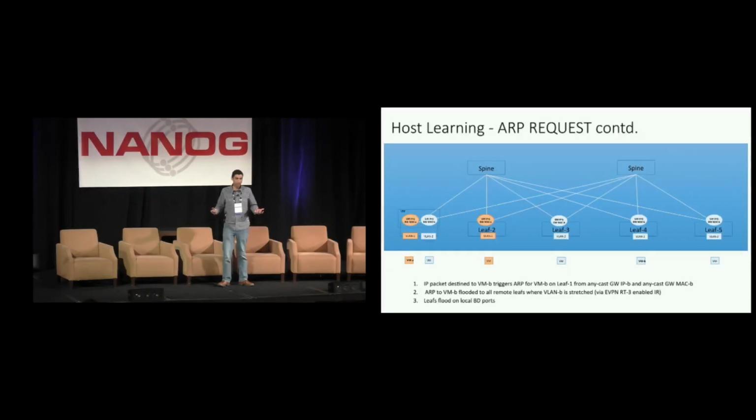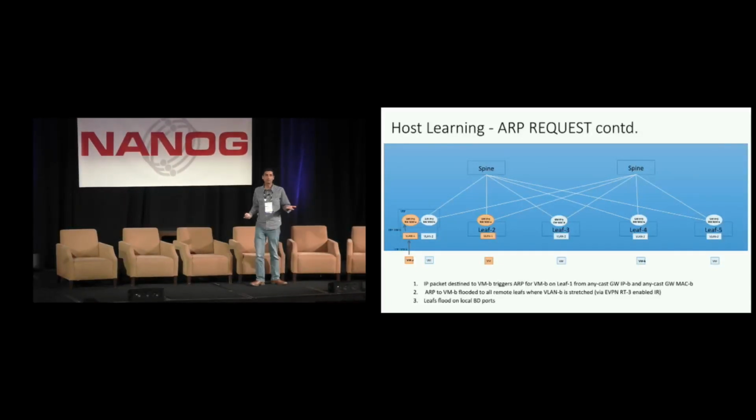So let's say we have two subnets in the fabric. We have an orange subnet and a blue subnet. There is VMA in the orange subnet that is sitting behind leaf 1, and there is VMB in the blue subnet that is sitting behind leaf 4. And VMA originates an inter-subnet packet that is destined for VMB's IP in the blue subnet.